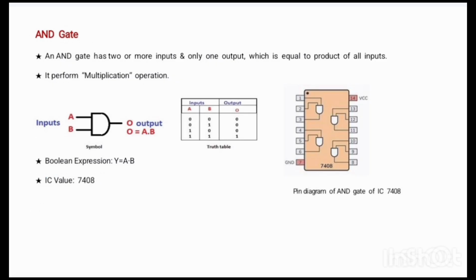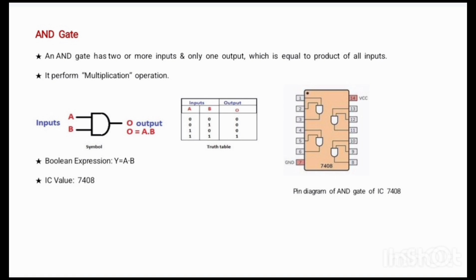AND gate. An AND gate has two or more inputs and only one output, which is equal to the product of all the inputs. The AND gate performs the multiplication operation. This is the symbol of a two input AND gate. The Boolean expression of the AND gate is Y equals A into B. IC value 7408. The 74 series belongs to the TTL family, transistor transistor logic family.